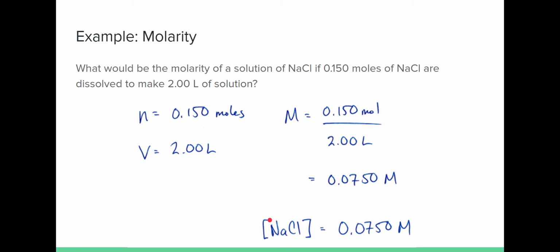The concentration of a solution is often expressed in brackets, so if I want to represent the concentration of something, I simply surround that chemical symbol with brackets, and that symbol in chemistry means the concentration of something.